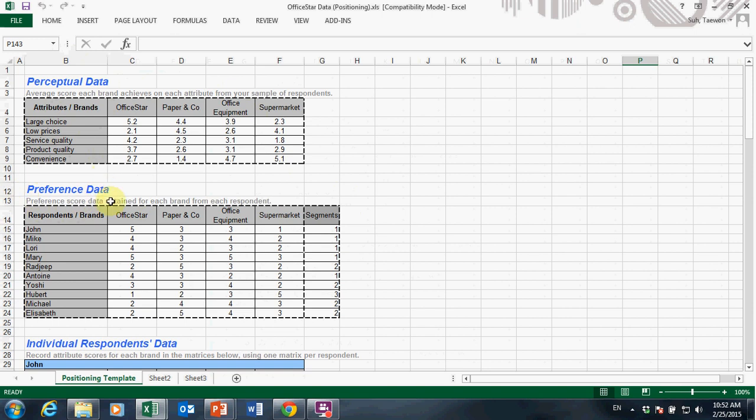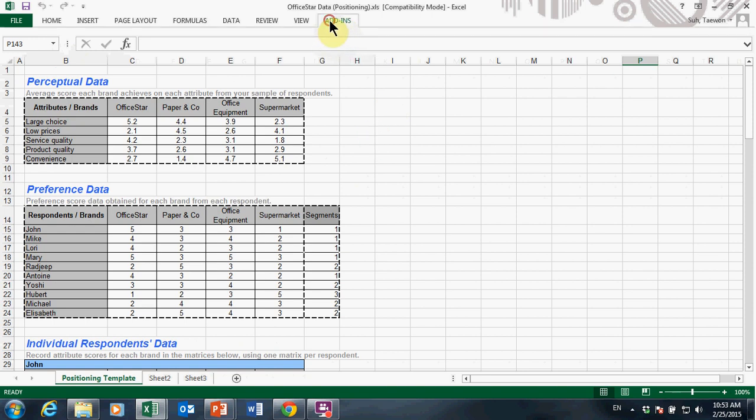And preference data are just a simple evaluation of the preference over the 4 different brands. So these are the respondents. We have 12. They rated each brand on a scale from 1 to 5, their preference. It's not ranking data. So with these 2 data sets, we are ready for analysis.